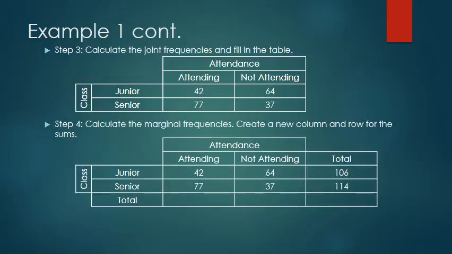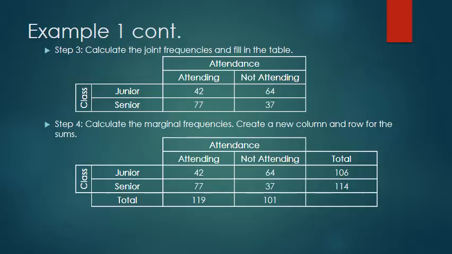So let's go ahead and get those in. Those ones are actually very easy, the juniors and the seniors. I don't even have to add them. I can get them right from my given information. For the other two, let's go ahead and add them up. I get 119 people attending, 101 people not attending.